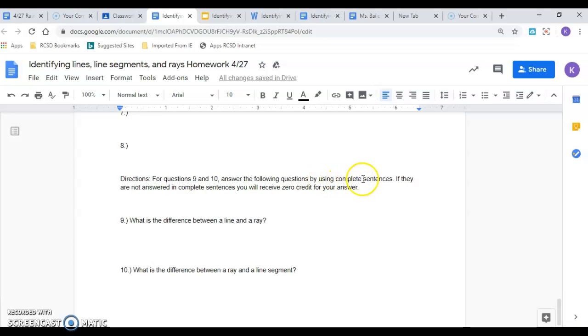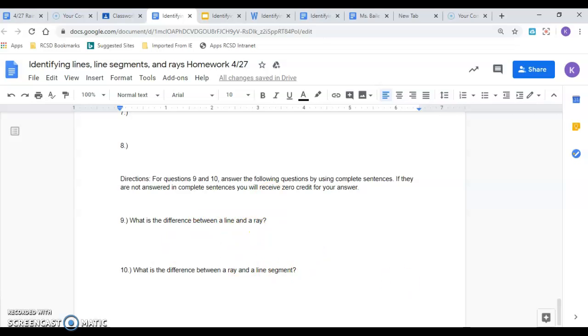For questions 9 and 10, answer the following questions by using complete sentences. If they are not answered in complete sentences, you will receive 0 credit. So you're typing a full sentence. What is the difference between a line and a ray? What is the difference between a ray and a line segment? So we're typing those in there.